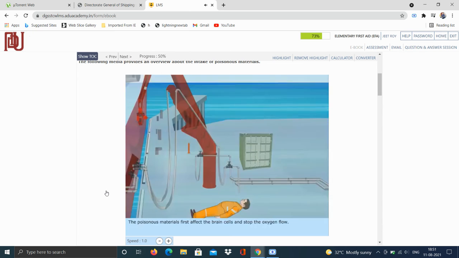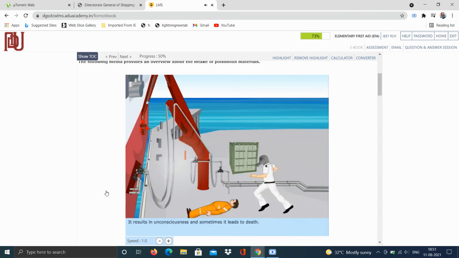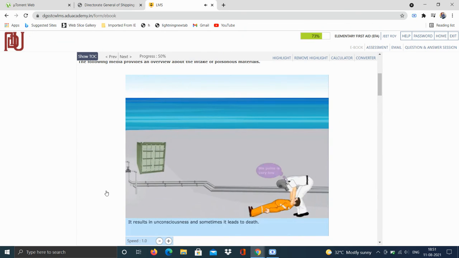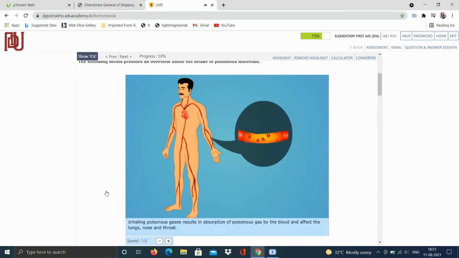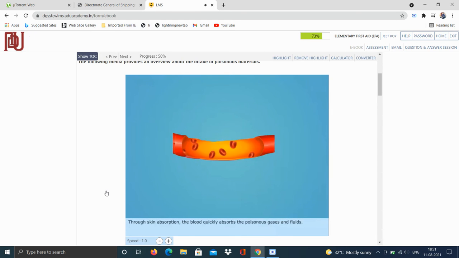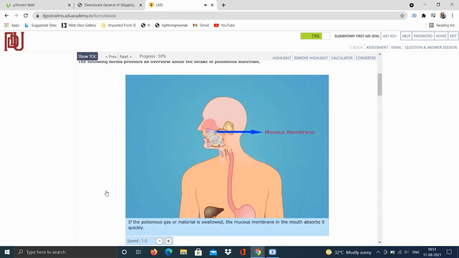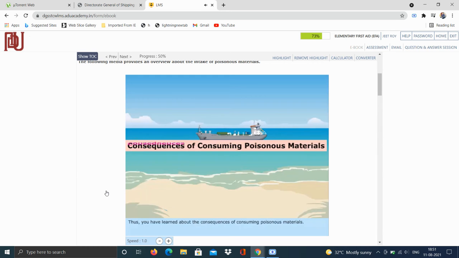The poisonous materials first affect the brain cells and stop the oxygen flow. It results in unconsciousness, and sometimes it leads to death. Inhaling poisonous gases results in absorption of poisonous gas by the blood and affects the lungs, nose, and throat. Through skin absorption, the blood quickly absorbs the poisonous gases and fluids. If the poisonous gas or material is swallowed, the mucous membrane in the mouth absorbs it quickly. Thus, you have learnt about the consequences of consuming poisonous materials.